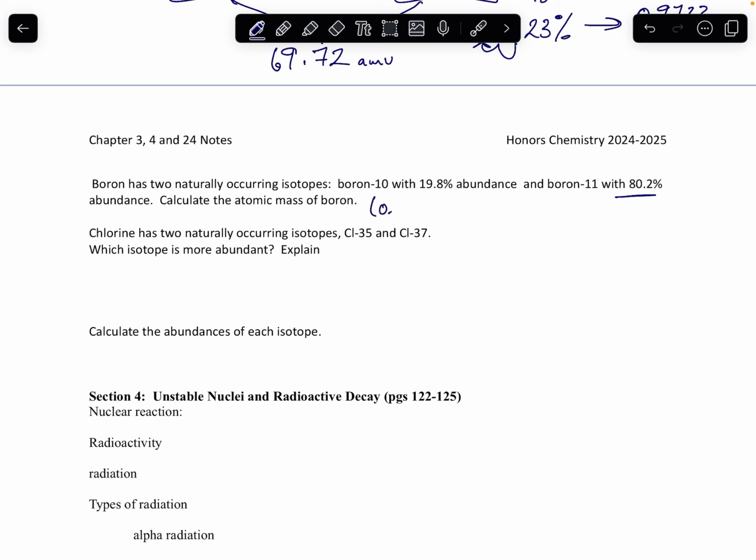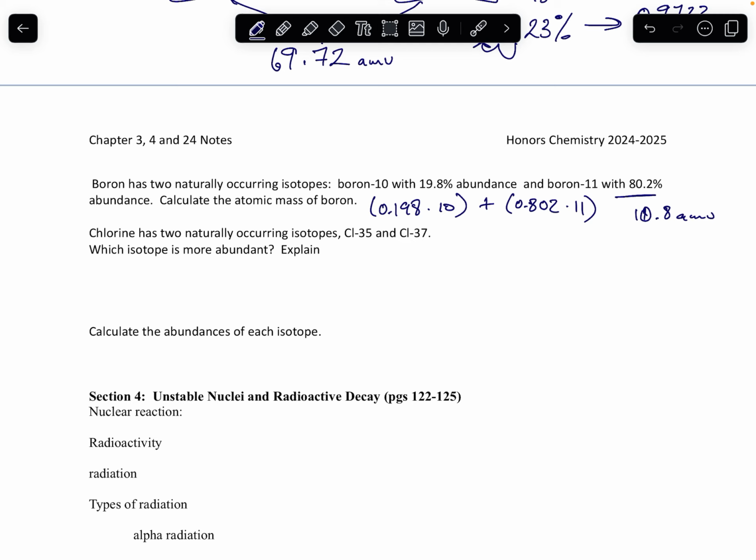Okay, I'm going to start with boron 10, so that was 0.198 for its percentage to decimal form, times, now we don't have the long form of the mass, so I'm just going to use 10. All right, and I'm going to add to that boron 11, right? So 0.802 times 11. Okay, and I'm going to multiply those out and add them up together. Okay, and I'm going to have 10.8 AMU. Okay, not too shabby.